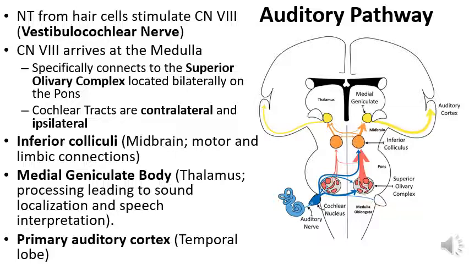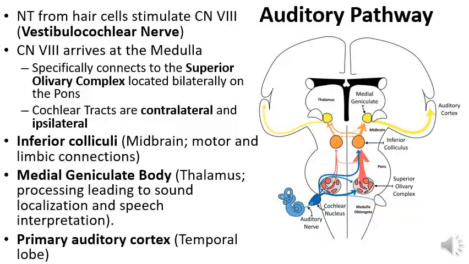Finally, we arrive at the primary auditory cortex, which is located in the temporal lobe. Ultimately, we're able to identify what the sound is, we're able to interpret it, we're able to identify where it came from, we're able to access memory and emotions in a means of being able to react to it in an appropriate manner.